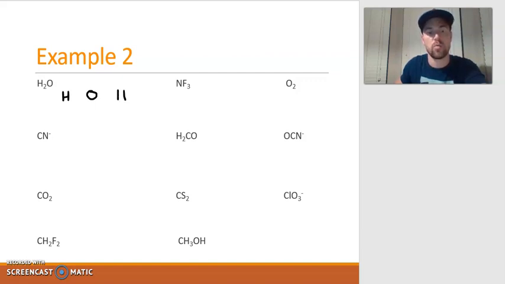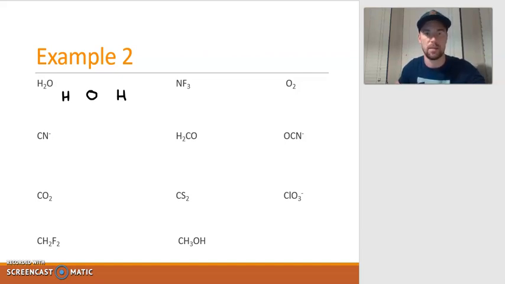Now, just a quick note. When we draw Lewis dot structures, we're only caring about the bonding. Some of you may be wondering, do I have to draw it with the right shape? We haven't got to that point yet. That's topic 7. So for right now, it's okay to place the hydrogens anywhere you want around the oxygen.